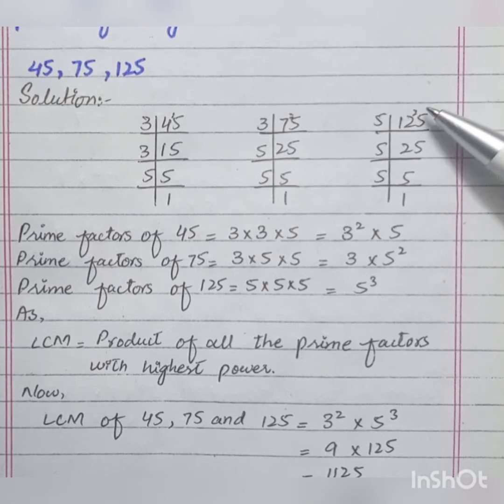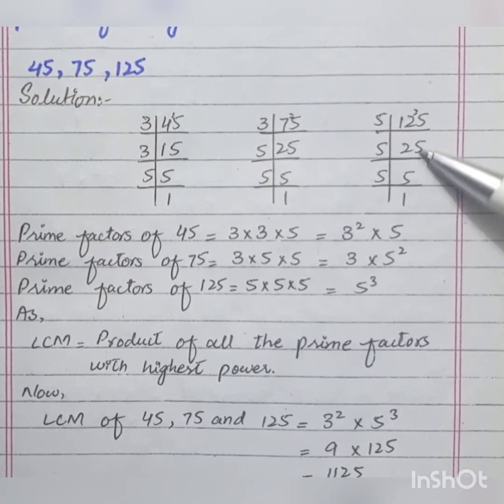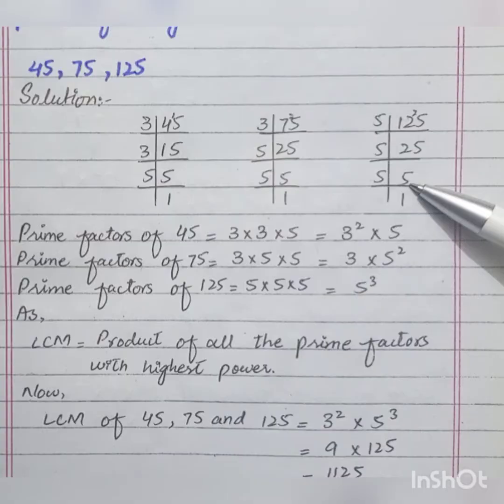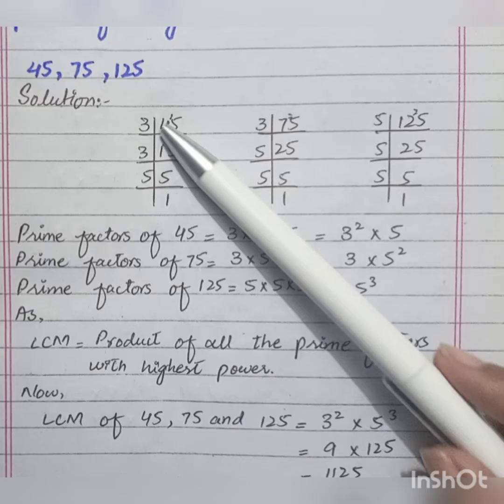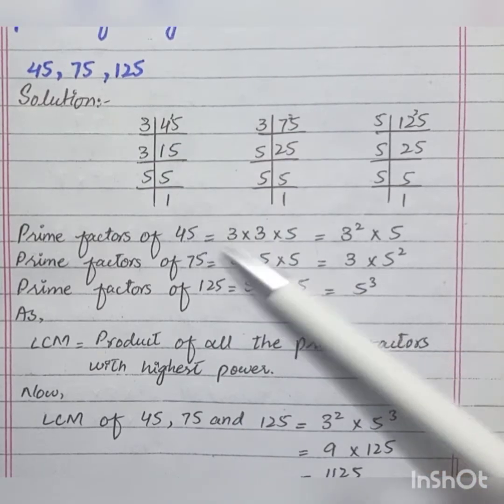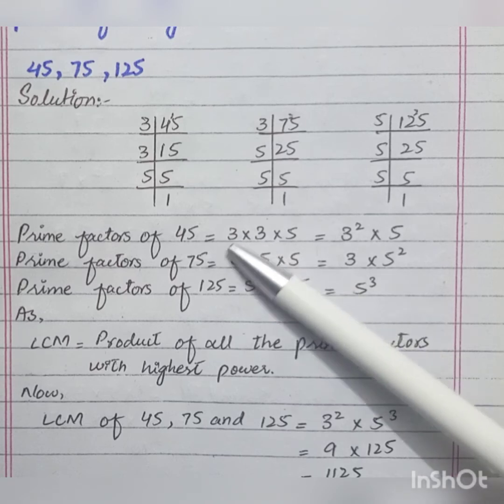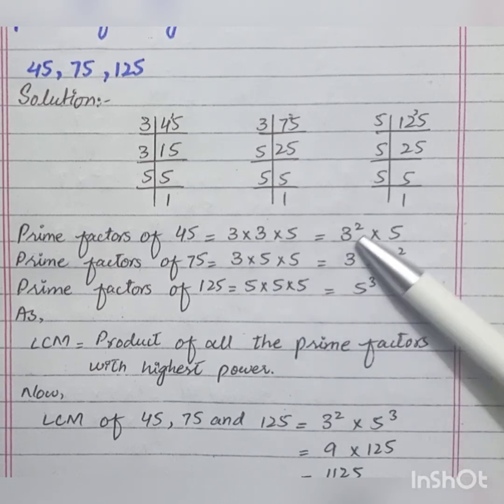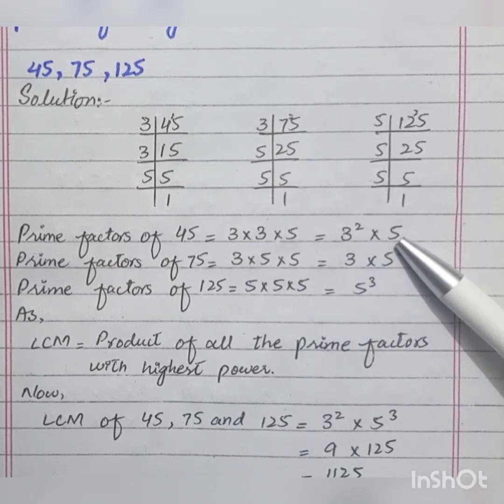It would become 25. 5 fives are 25. Now 5 fives are 25 and 5 ones are 5. Prime factors of 45 are 3 multiplied by 3 multiplied by 5, and we can also write 3 multiplied by 3 as 3 to the power of 2 multiplied by 5.